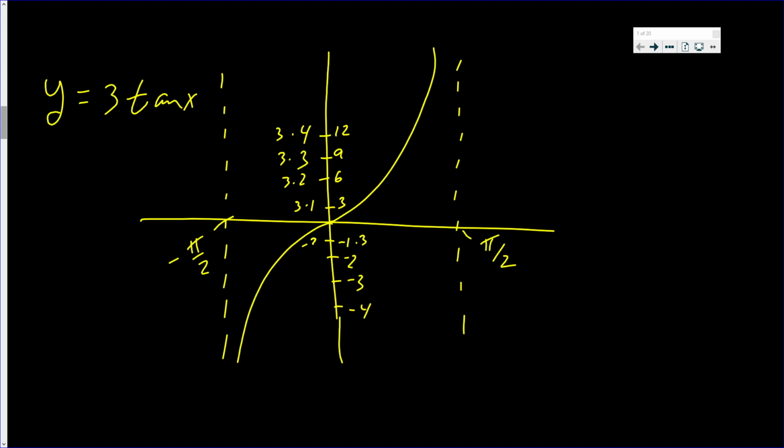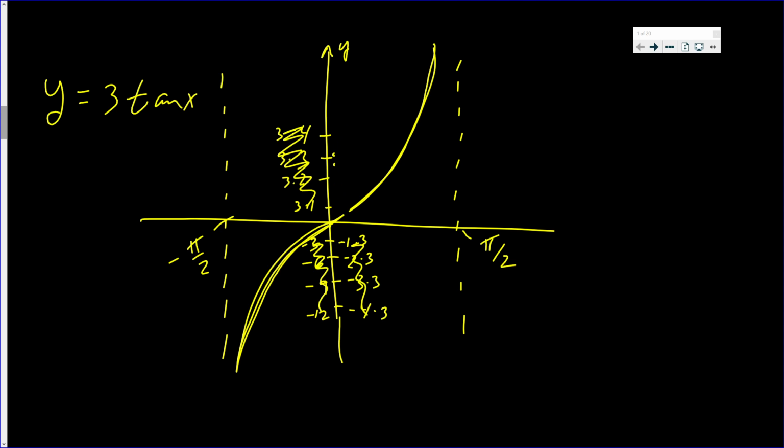Multiply this by 3, get negative 3. Multiply by 3, get negative 6, negative 9, negative 12. That is, the graph is the same. I wouldn't even put any numbers on the axes, but if I did, they would be 3 times what they normally are. Okay, that's the graph for 3 tangent x.